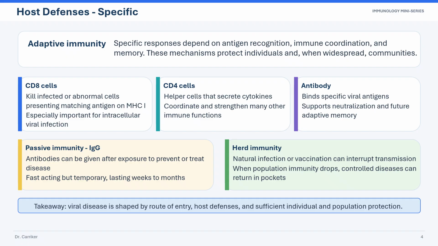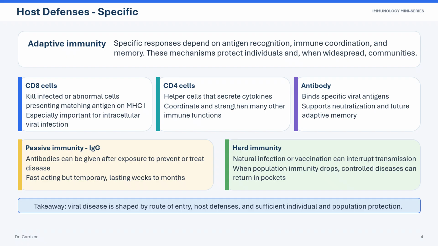Finally, herd immunity is the population-level extension of adaptive protection. If enough people in a community are immune, either through vaccination or prior infection, transmission chains are interrupted, and the pathogen has a harder time finding susceptible people to infect. This also helps protect people who cannot respond well to vaccines, including some immunocompromised individuals, newborns, and others with weaker protection. The key takeaway is that viral disease is not just about the virus. It is also about route of entry, host defenses, immune memory, and population protection.